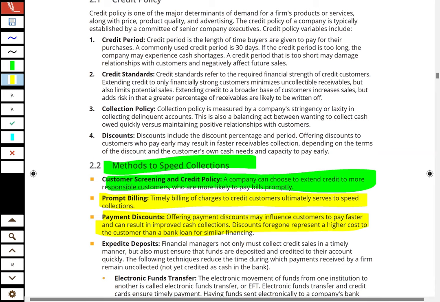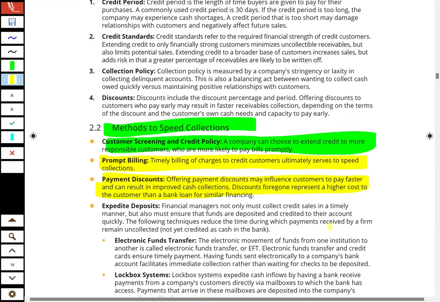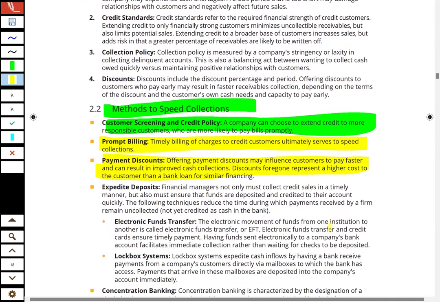You could give huge discounts and people will pay you sooner. But then again, if the discount's too great, you're missing out on some cash that you could have been collecting on a timely basis. Expedite deposits, okay? And there's a couple of ways of expediting deposits. One is to use electronic funds transfer, right? So we don't have to wait for the check to clear the bank and all that.